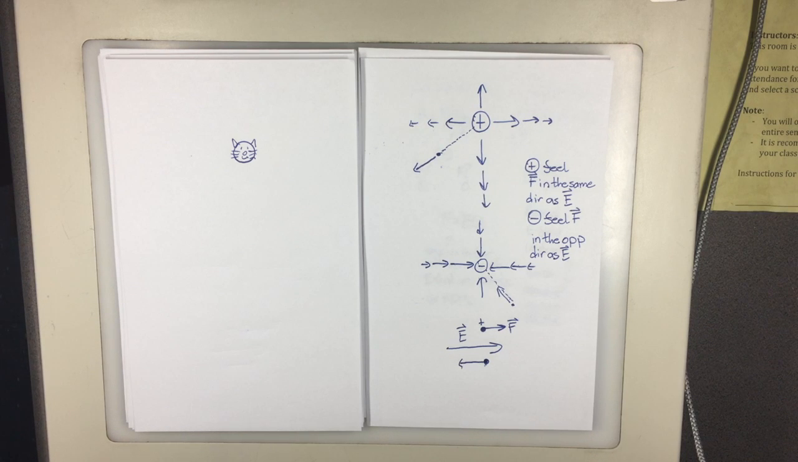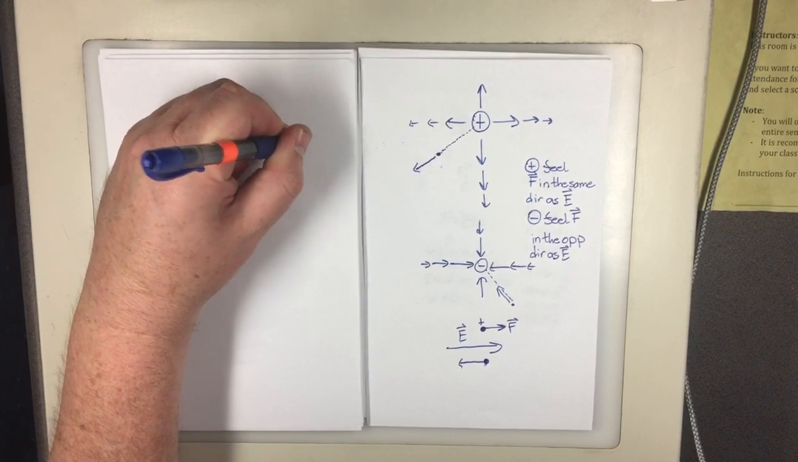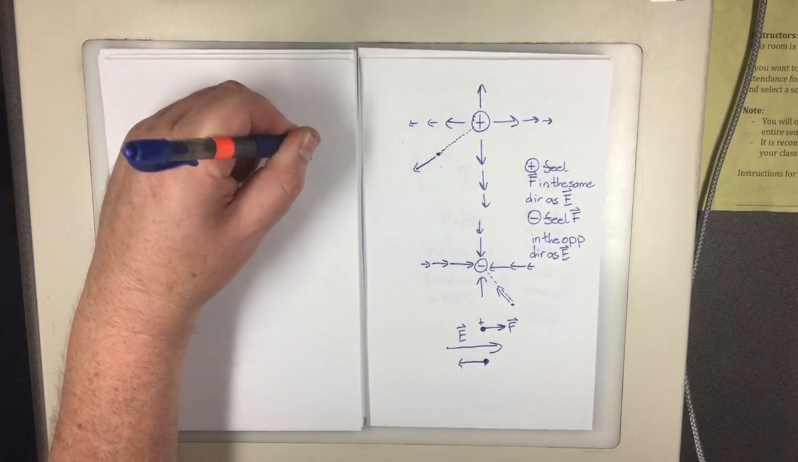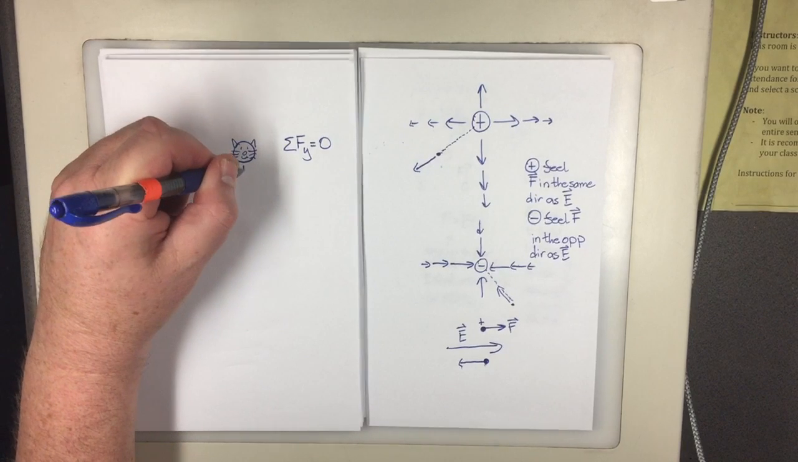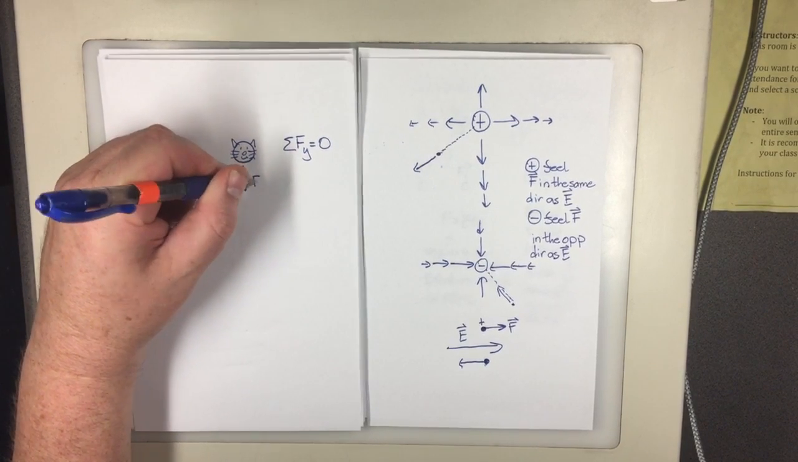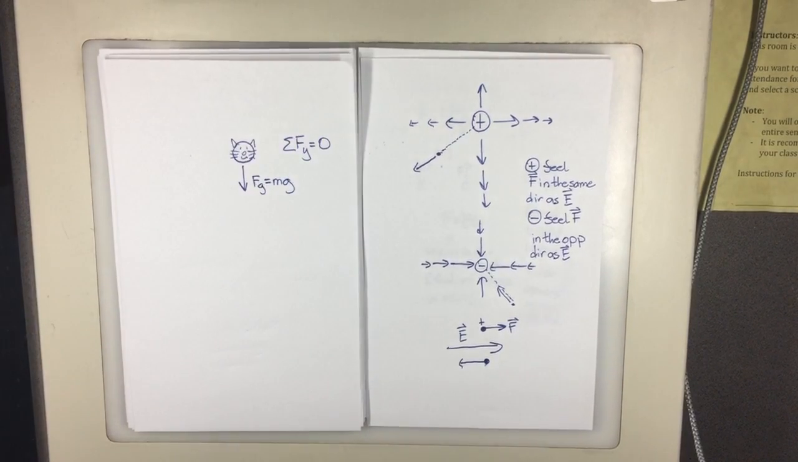Some of the forces are equal to 0. And in this case, we will say just vertical only. Now, obviously, it's in Lewis Hall, so it experiences gravity, which means it will feel an F sub g, which is equal to mg down.